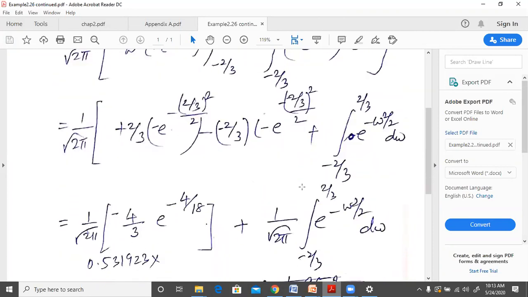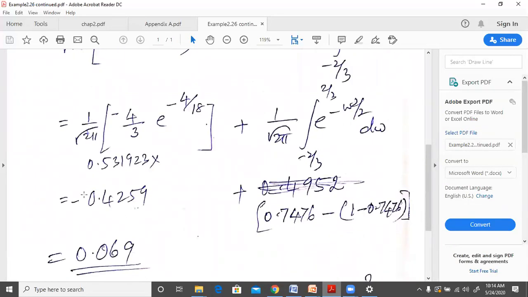So this will be minus of minus will become again plus with a minus sign. So that means both will become minus. So therefore it will be minus 4 by 3 e to the power of minus 4 by 18. So this quantity will be 0.531928 and this quantity might be around 0.8. So if you multiply that, right, you will get minus 0.4529.